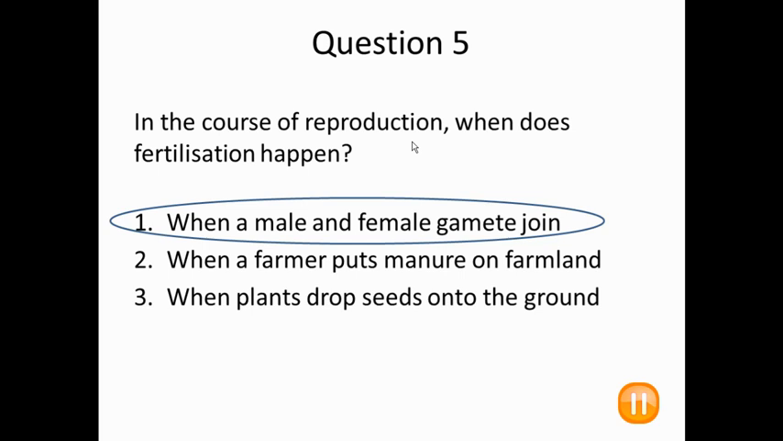Number 2, when a farmer puts fertiliser on the land. It isn't really fertilisation in the biological sense. It's just a way of encouraging growth by providing nutrients.